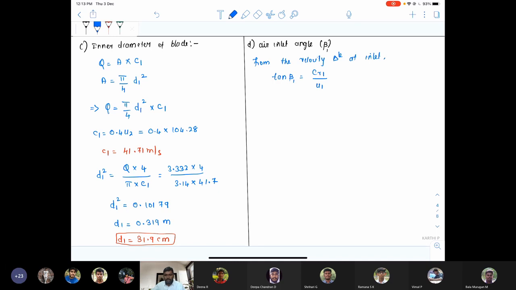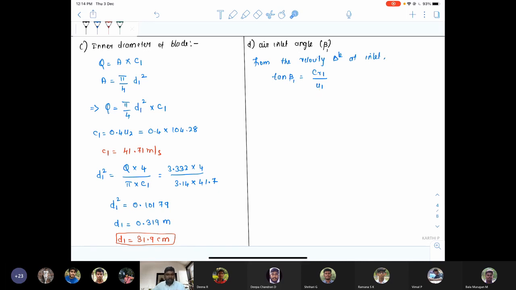CR1 divided by U1. Now, in this equation, we have to find the value of CR1 and the value of U1. Both the values are unknown. That is, the value of CR1 is also unknown. The value of U1 is also unknown. So you have to find the value of CR1 and U1.